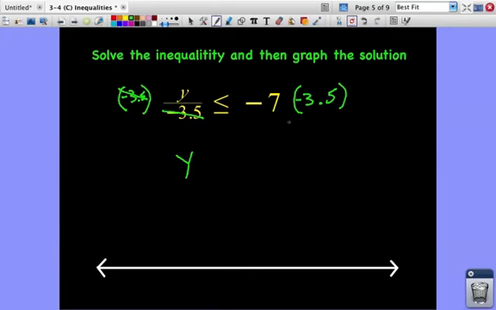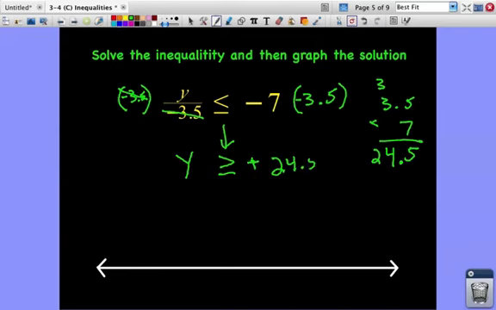That's why we did it. Bring my y down. I multiplied by a negative number. So because I multiplied by a negative number, I need to flip my sign. Okay? And -7 times 3.5, well, I don't know what that is. So let's work that out real quick. 3.5 times 7. 7 times 5 is 35. Bring up my 3. 7 times 3 is 21 plus 3 is 24. And I have one number after the decimal, so I need to move my decimal over once. So y is greater than or equal to, this is going to be a positive 24.5. The reason why it's positive, a negative times a negative is positive.